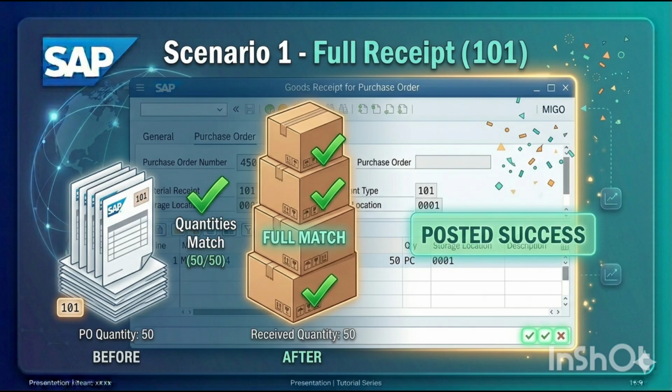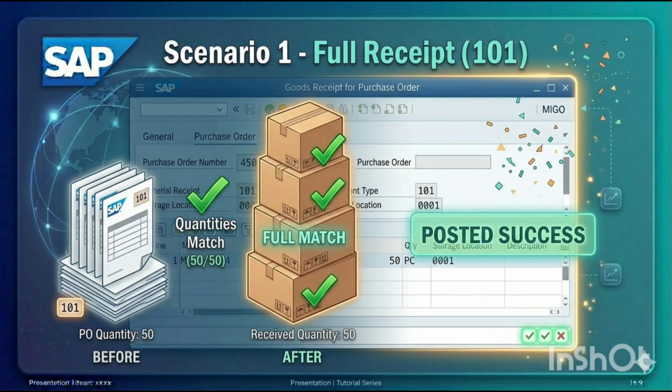Let's look at the first and most straightforward scenario: full goods receipt. In this case, the supplier has delivered exactly the quantity mentioned in the purchase order. In the MIGO screen, you keep the quantity as it is, select the correct storage location and post the document. After posting, you will get a material document number. The purchase order quantity will now show as fully delivered and stock will be updated in the warehouse. This is the ideal scenario. Accounting entries are generated automatically and the GRIR account gets credited.